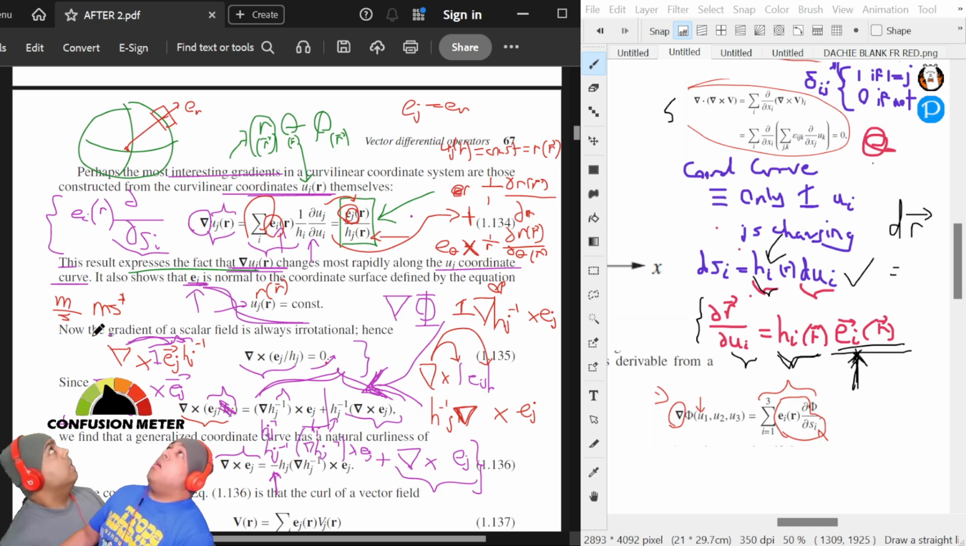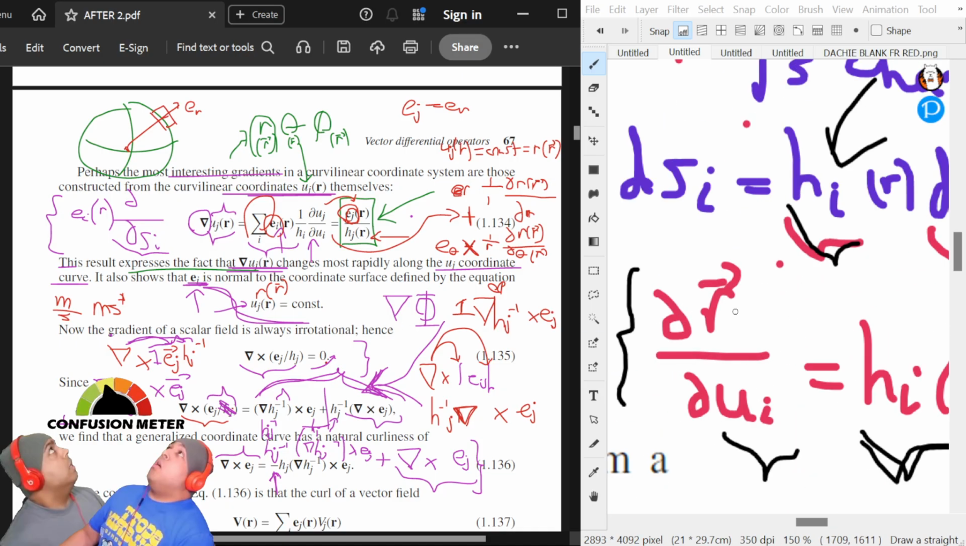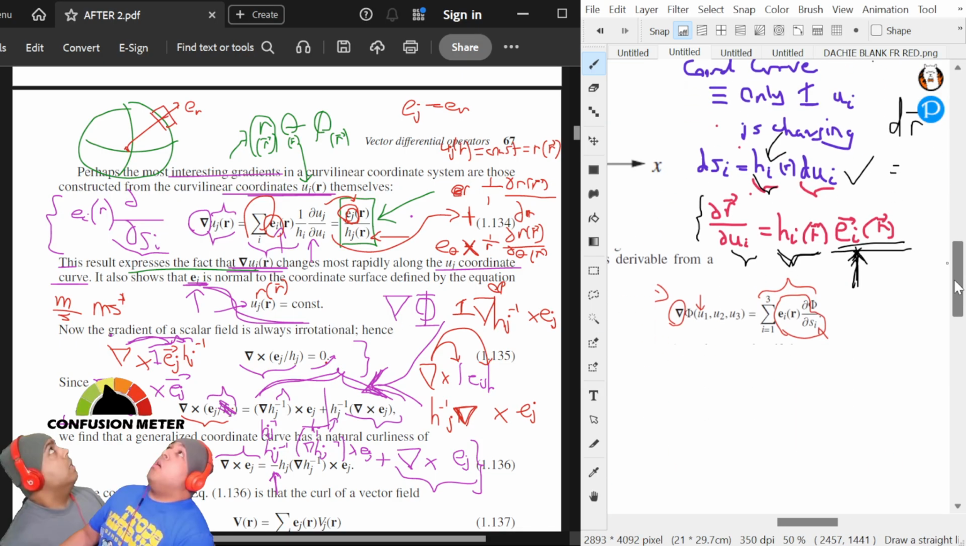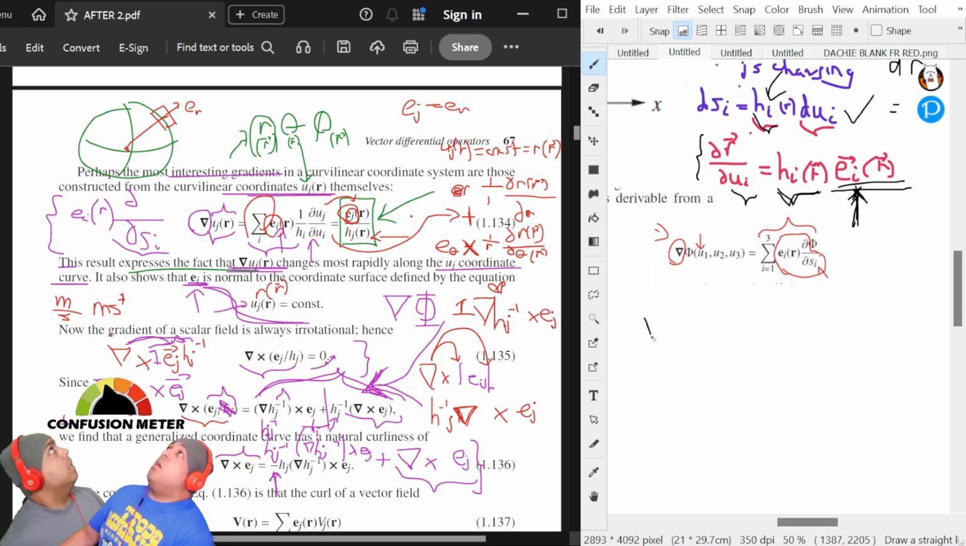Let's just continue reading. Now the gradient of a scalar field is also irrotational and solenoidal. I think this is basic stuff, but let me make sure, before I mix them up, which could be a really big issue. Irrotational and solenoidal condition.